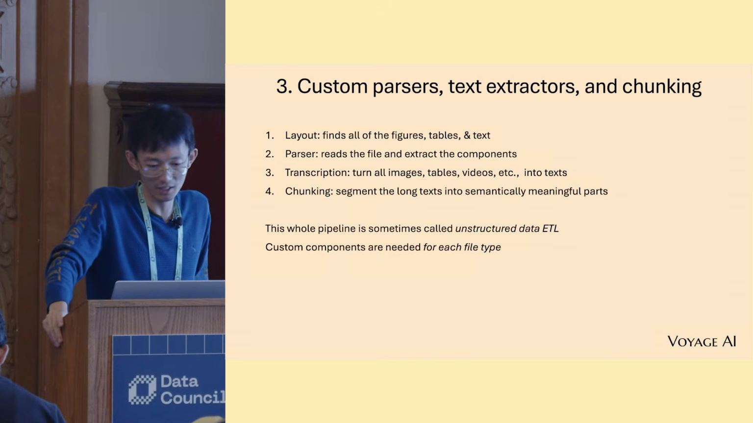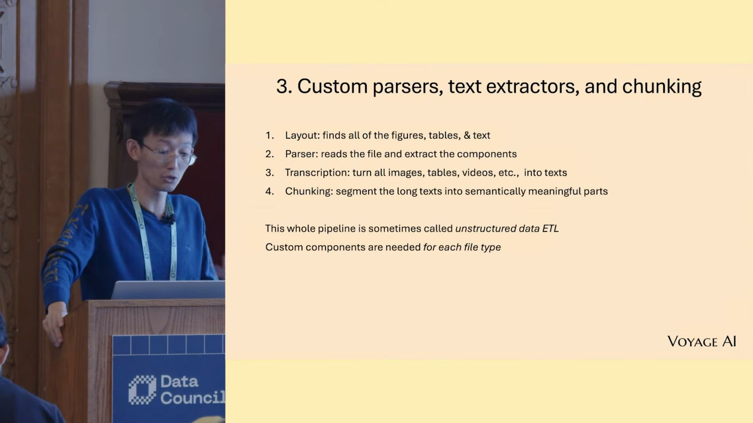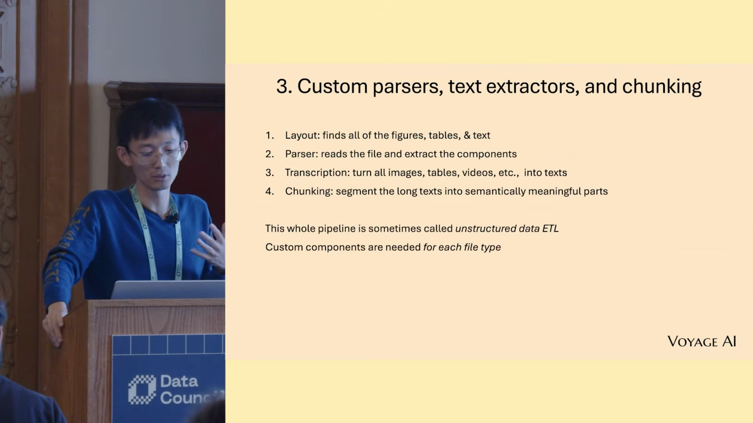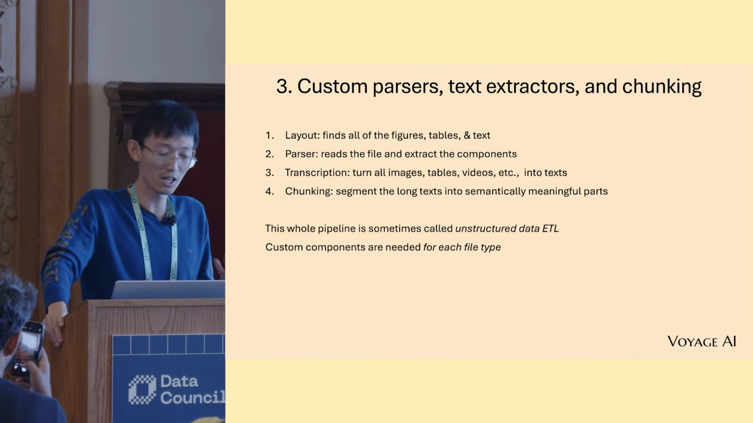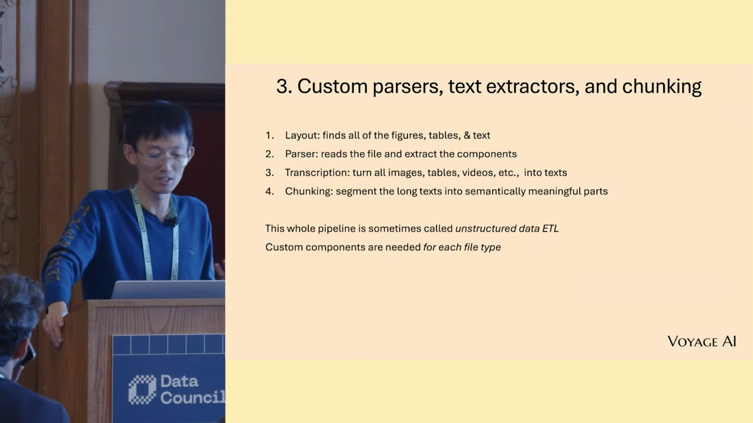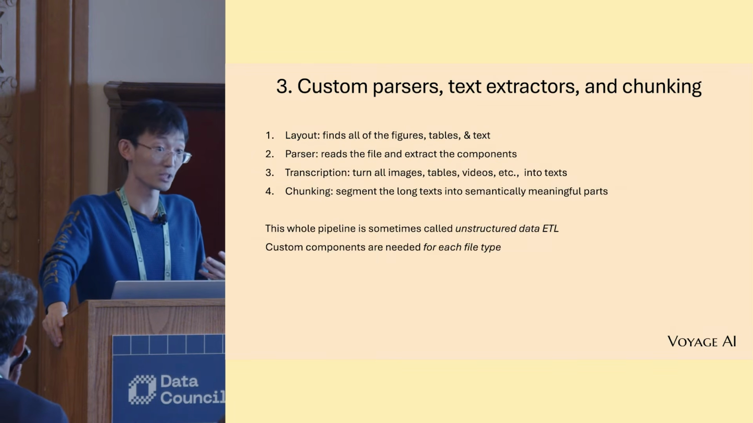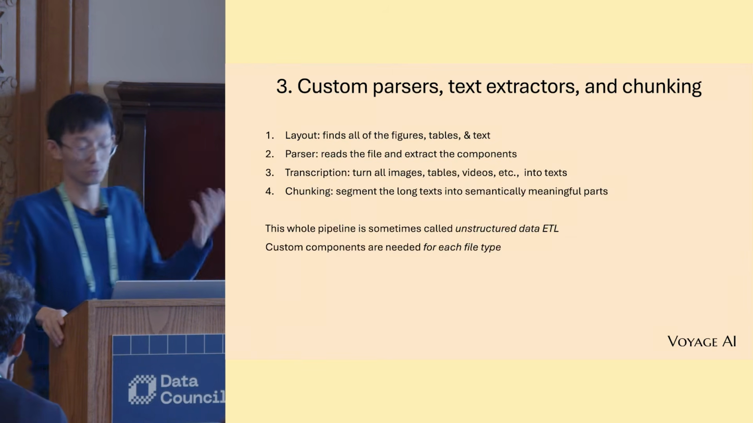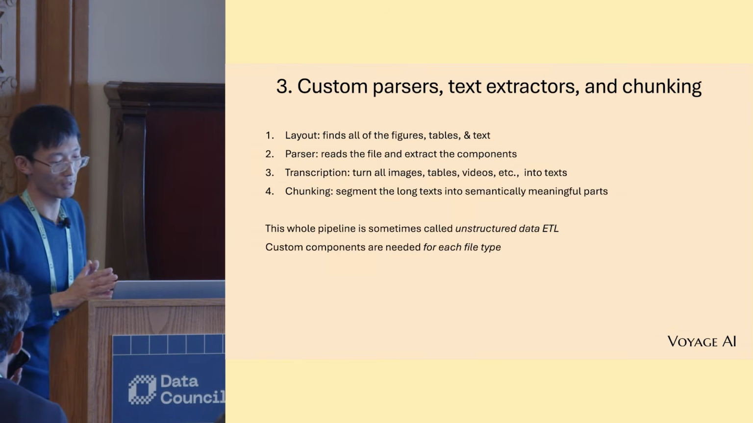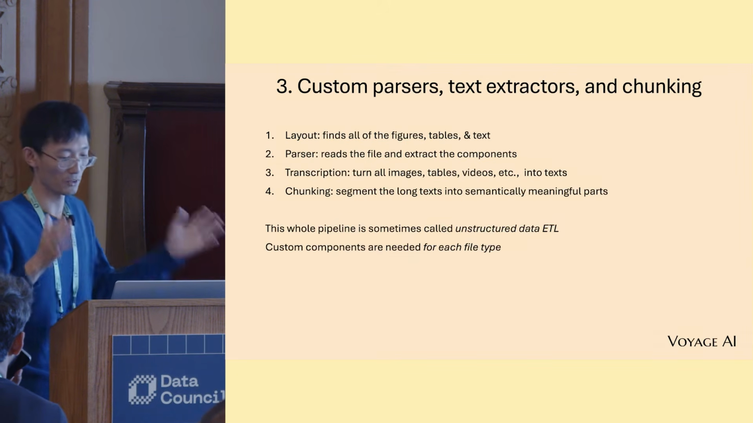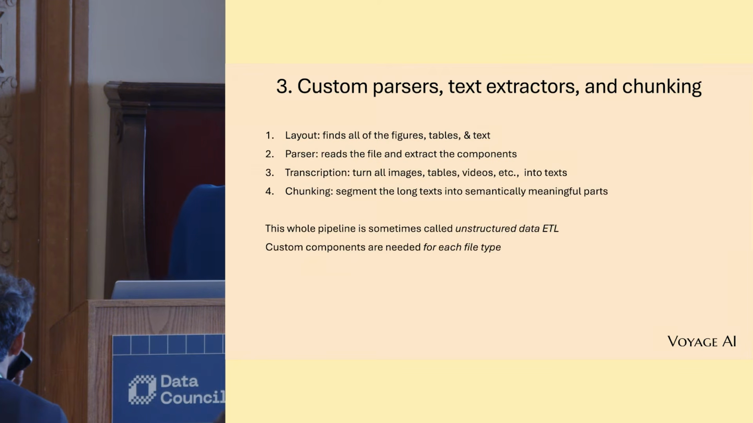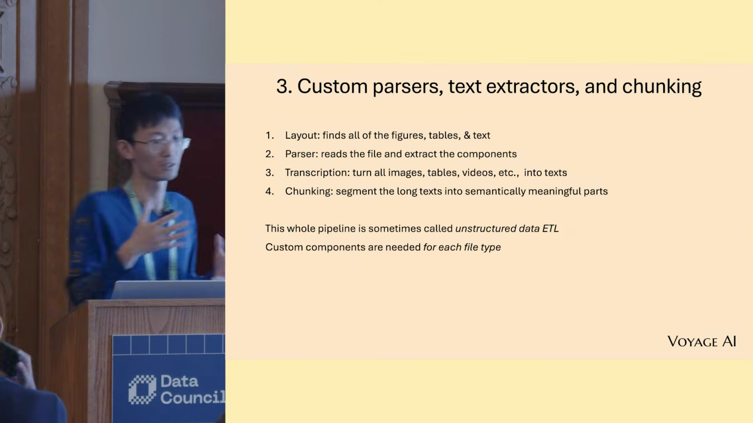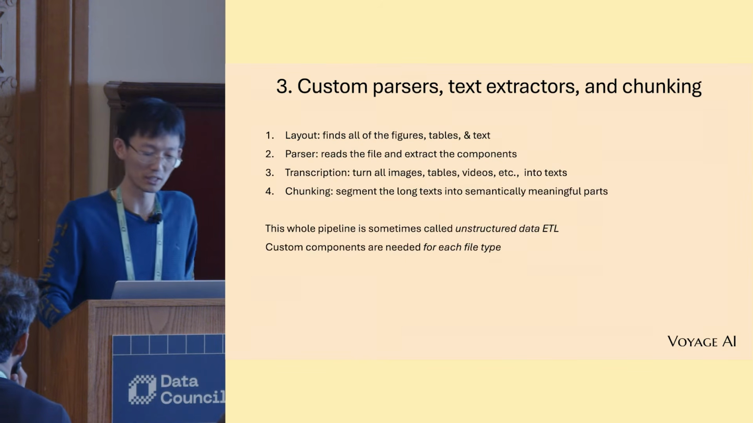Okay, so the third idea is that sometimes people are doing chunking and a lot of pre-processing, and also dealing with PDFs. For example, to deal with PDFs, you first find out some layout, you do some parsing, and you turn images into descriptions of images, tables into descriptions of tables, videos into transcripts, and so on and so forth, and then you chunk the long text into different parts. Sometimes this whole pipeline is called unstructured data ETL, and you do some customized things for different types of data.